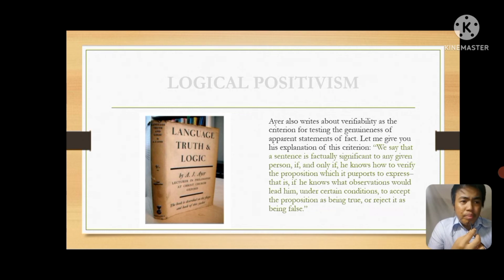Ayer also writes about verifiability as the criterion for testing the genuineness of apparent statements of fact. Let me give you his explanation of this criterion. We say that a sentence is factually significant to any given person if and only if he knows how to verify the proposition which it purports to express, that is, if he knows what observations would lead him, under certain conditions, to accept the proposition as being true or reject it as being false.